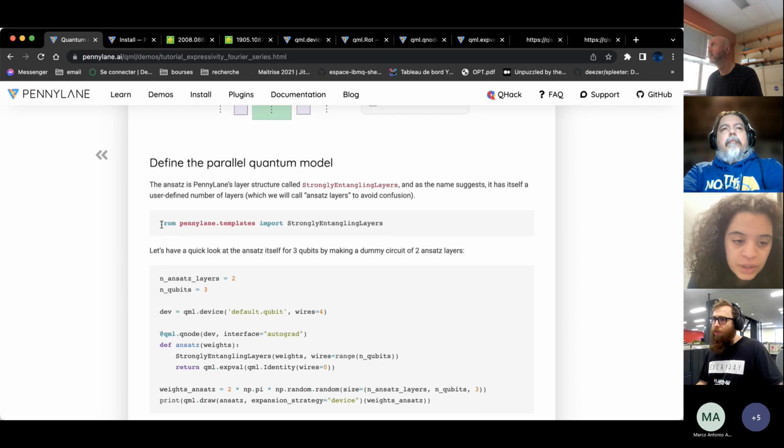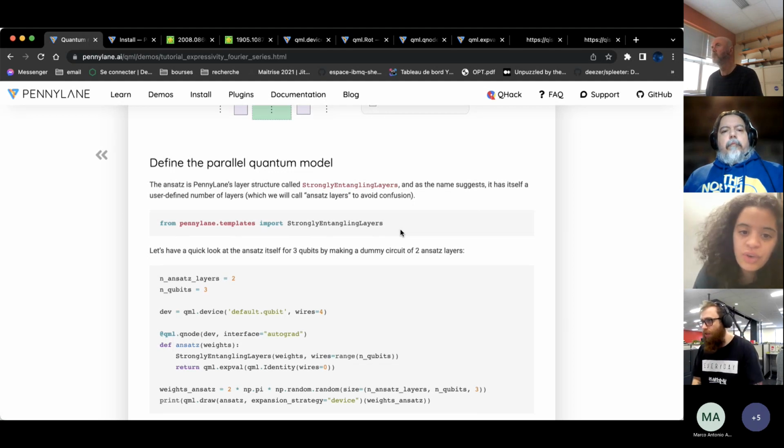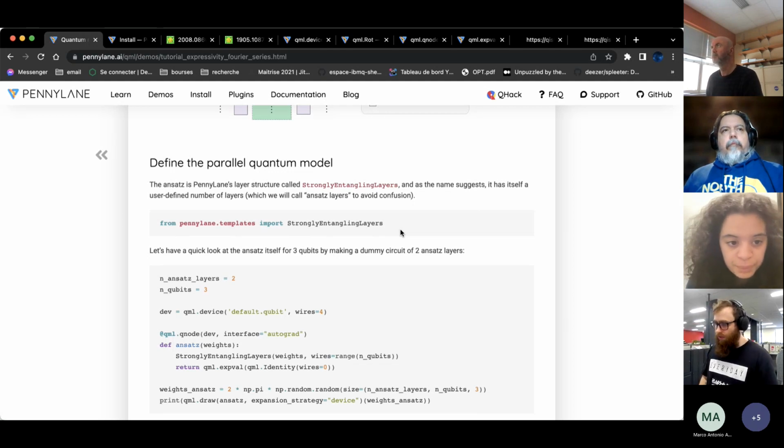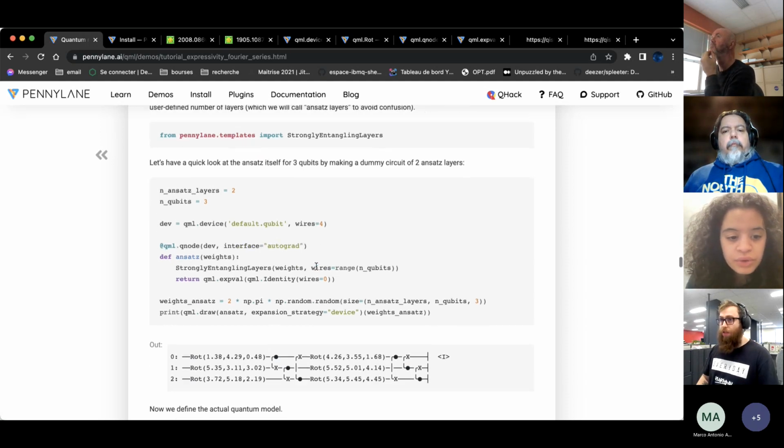So here they write from PennyLane templates import StronglyEntanglingLayers. They could have imported something else. So you could link into the documentation to find other ansatz if you're interested. So here we use 3 qubits just as an example. Again, we create a QML device. This time we have 4 wires. And then we create a QML node with, well, they define the ansatz with weights.